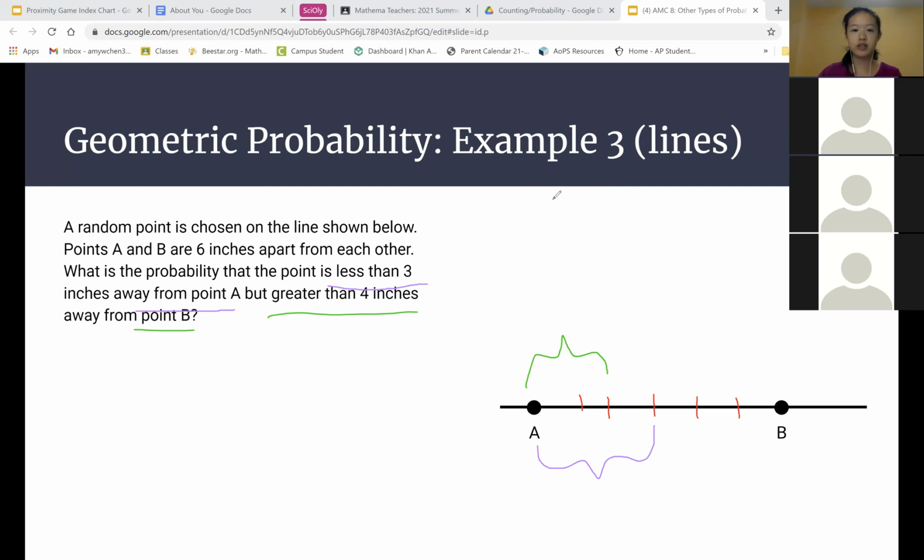Now we just need to find the area that satisfies both of these regions. Of course, that's the region that's in both of them, so it would just be this part here. This area has a length of 2 inches. Since the total length is 6 inches, the probability of the point landing in that region would be 2 over 6, or 1/3. Is that clear to everyone?